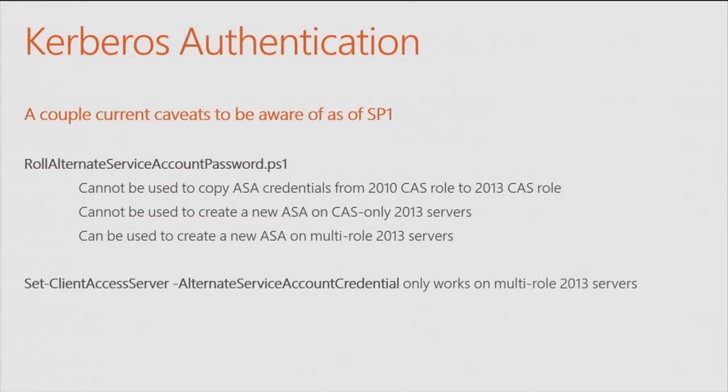You also can't use it to create an ASA on a CAS only server. So currently the script itself only works on multi-role boxes. Partially because of the next item. The set client access server cmdlet with the alternate service account credential switch currently only works on multi-role servers.